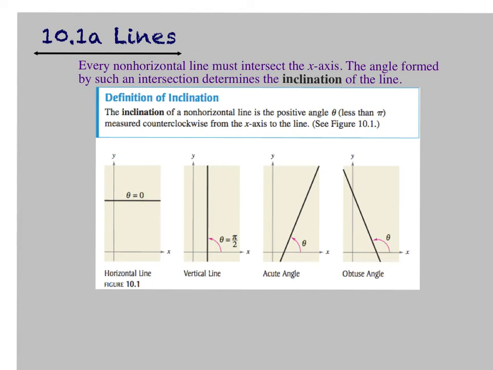Here we go, 10.1a, lines. Every non-horizontal line must intersect the x-axis. The angle formed by such intersection determines the inclination of the line.